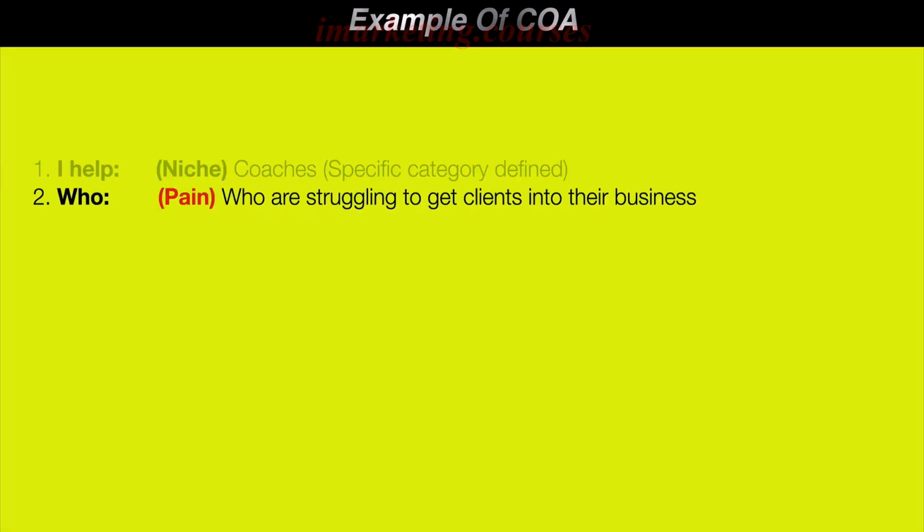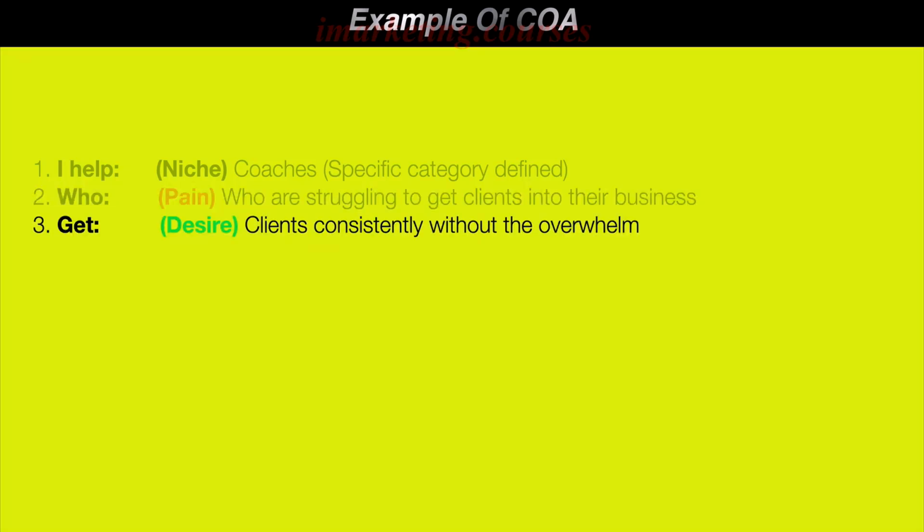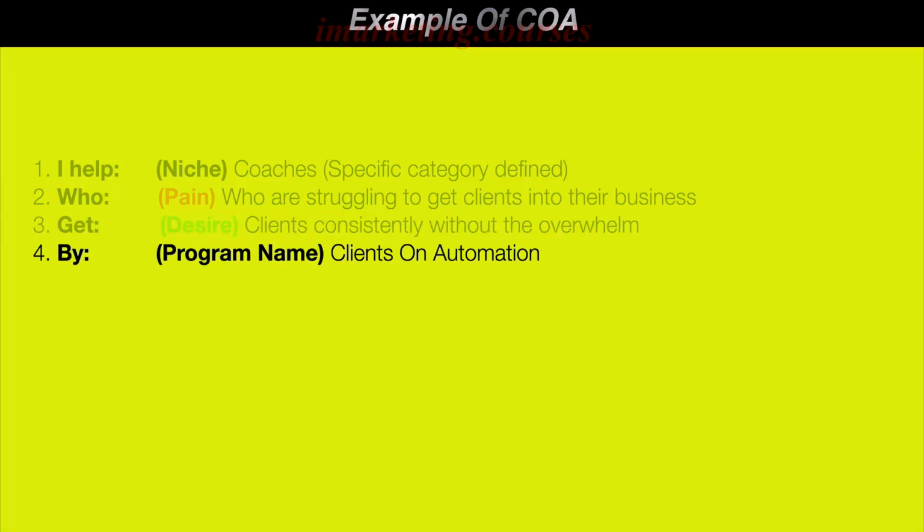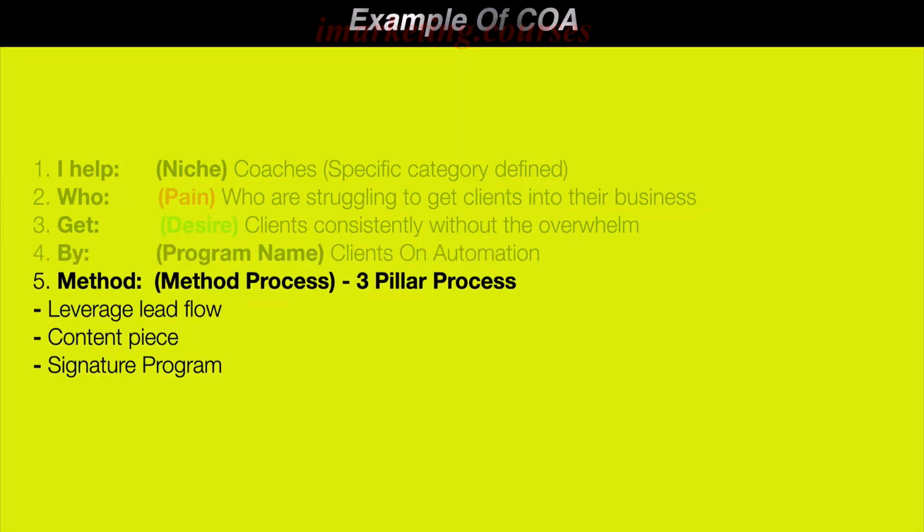So here's some examples. Here's coaches. I help niche coaches. We have a very specific category defined who have this pain problem or struggling to get clients into their business, who want to get clients consistently without the overwhelm. Program name, clients on automation. That's the end outcome. All right, method, 3-pillar process: leverage lead flow, one content piece masterpiece that sets up the sale, signature program, deliver automated results.